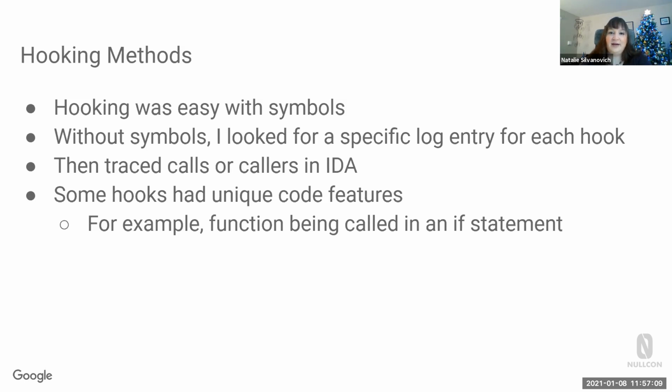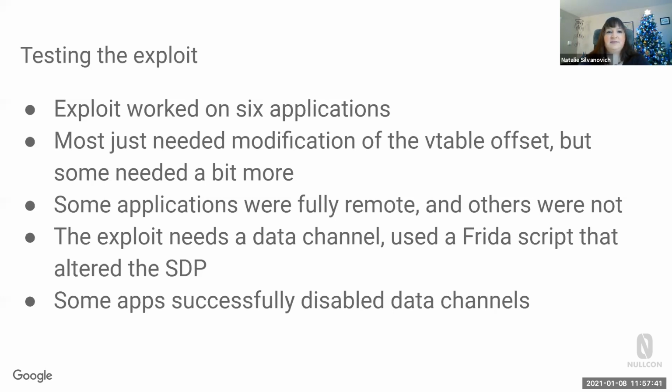Otherwise, I'd have to use IDA. Sometimes I'd look for specific log entries, and then sometimes I'd have to trace up to find a specific function. Some of the functions had unique code features, like there's only one situation in user HTTP where a function is called in an if statement. So that's the sort of stuff I looked for. And I would say it maybe took me 20 minutes to analyze each application to be able to hook this script to it. So then I tested the exploit.